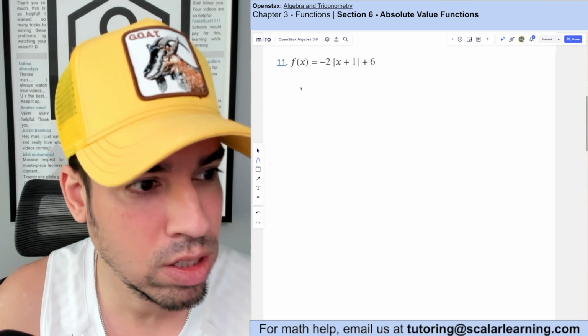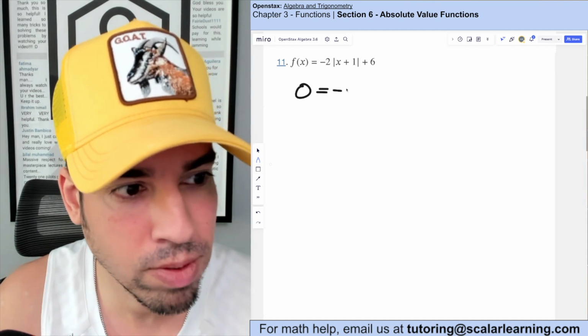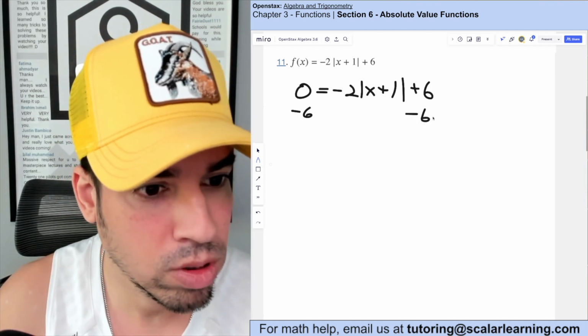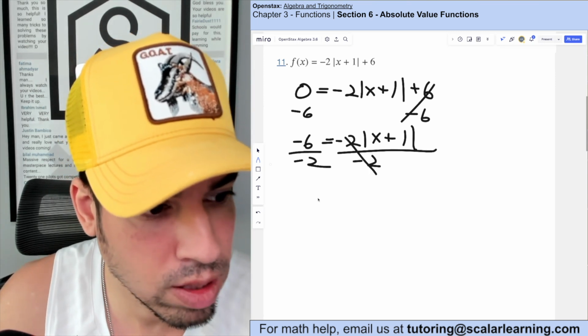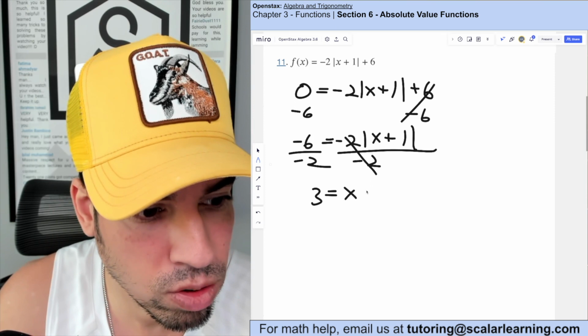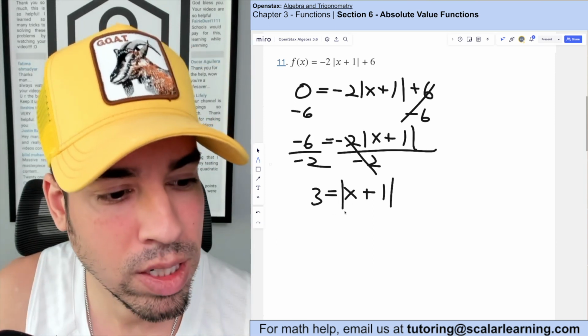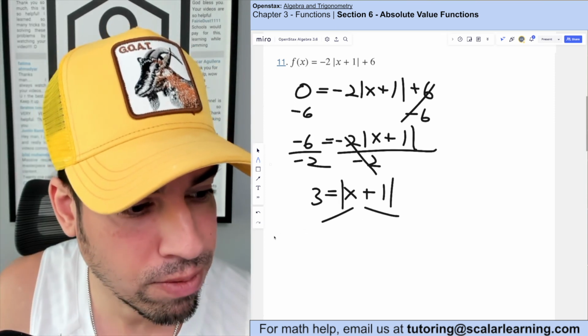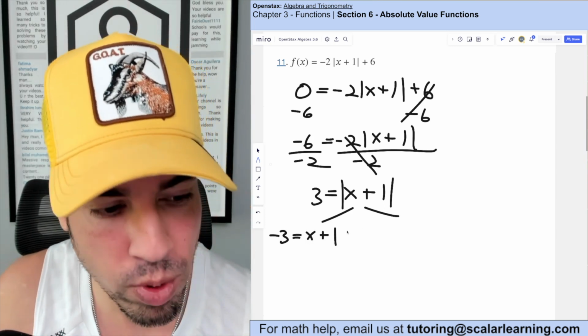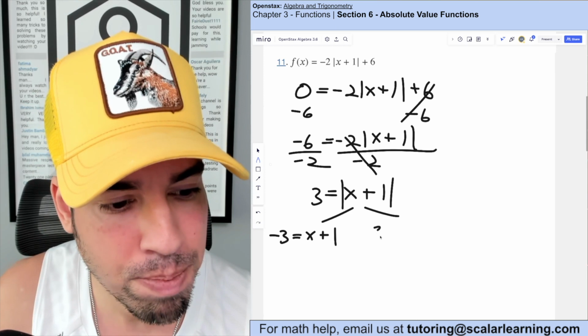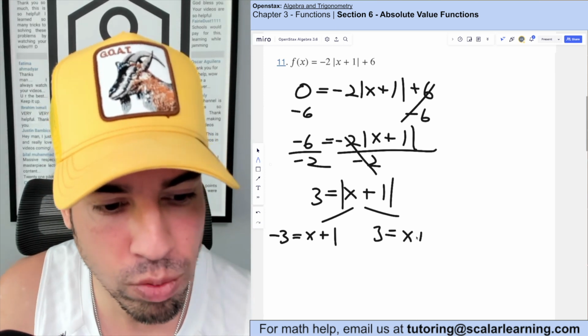So for this one, first we're going to find the x-intercepts, and the x-intercepts are going to exist when the function value is 0. So I'm going to plug in 0 first for f of x. Then I'm going to subtract 6 from both sides. Then I'm going to divide both sides by -2 like so, and then we get 3 equals the absolute value of x plus 1. And now we're going to split this, okay? We're going to say first -3 equals x plus 1, just stripping away the absolute value, that's the negative. And then the positive side, x plus 1 just equals regular 3.